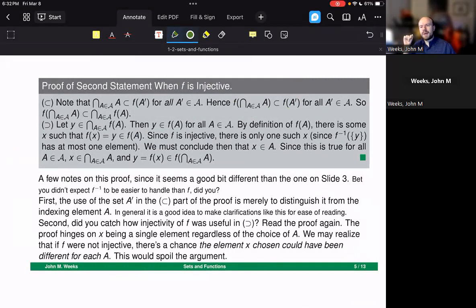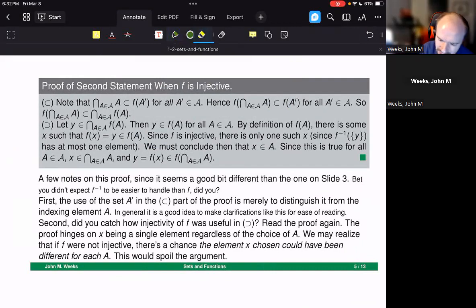So oftentimes when I'm saying, okay, I'm picking a set, then I'll give it a new name. This time I'm using the set name A prime because to me that evokes most that this is something from the collection of sets A. So I'm just trying to explain where that A prime is coming from.